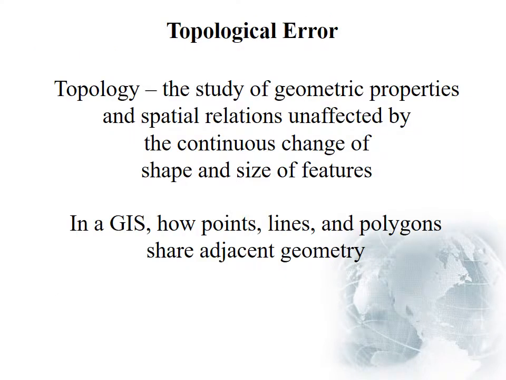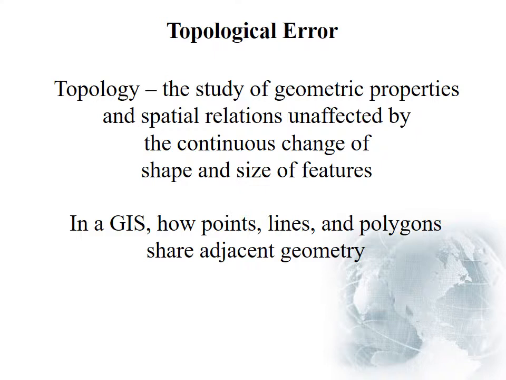Another type of error that we must be aware of and that we produce when we're working with geospatial data is topological error. And topology, the root word there, is the study of geometric properties and spatial relations unaffected by the continuous change of shape and size of features.